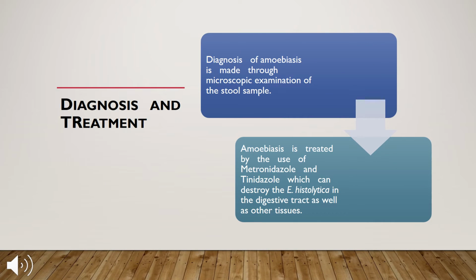Diagnosis and treatment. Diagnosis of amoebiasis is made through microscopic examination of the stool sample. So, microscopic examination of the stool sample is the way we diagnose amoebiasis. Amoebiasis is treated by the use of metronidazole and tinidazole, which can destroy the Entamoeba histolytica in the digestive tract as well as other tissues.